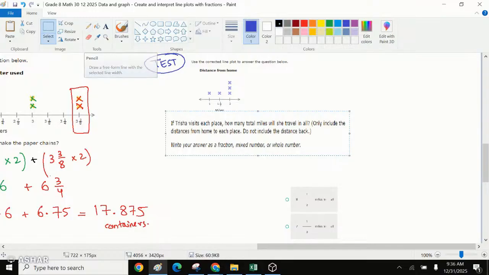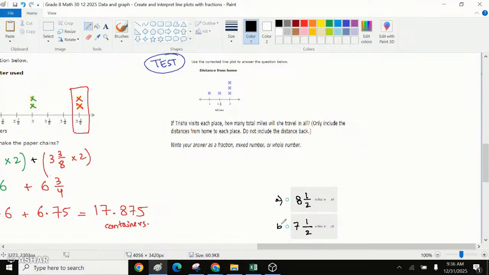I'll rewrite this. This was 8 whole 1 over 2, and this was 7 whole 1 over 2. So we have this as option A and this as option B. The question says use the corrected line plot. First question from the test. Distance from the home is given 1, 1.5, and 2. Trisha visits each place. How many total miles will she travel in all?